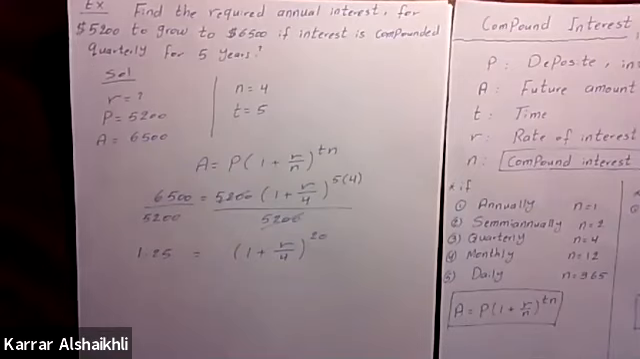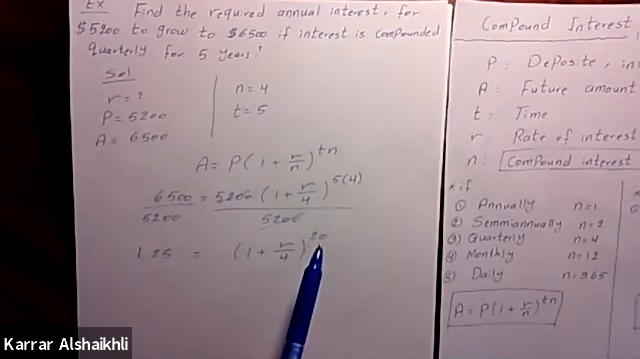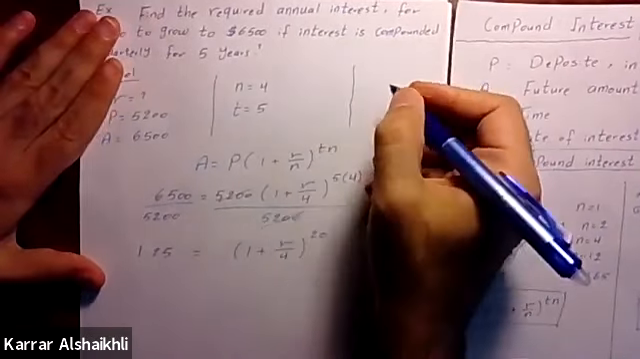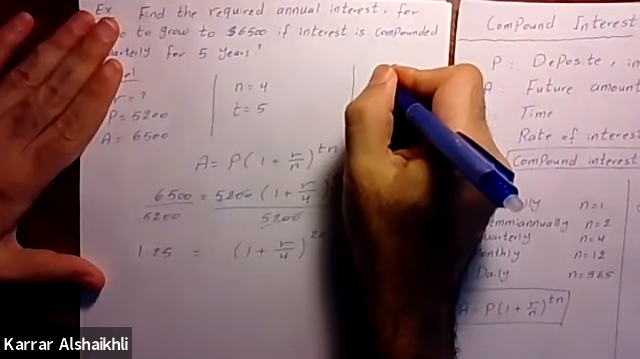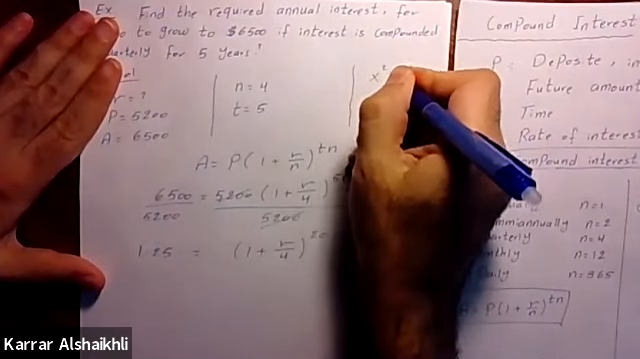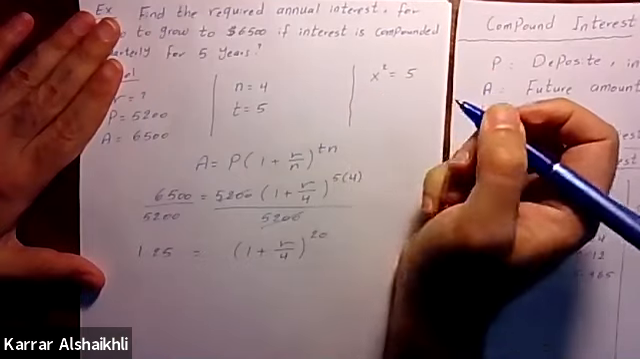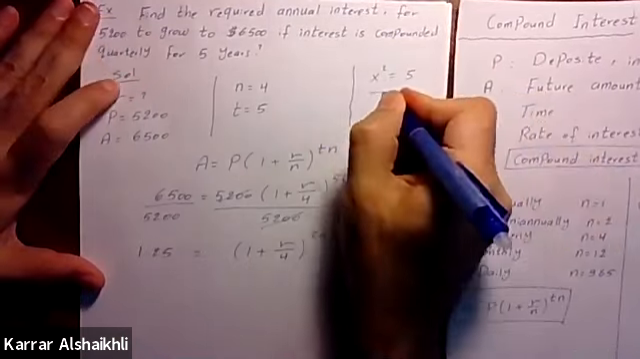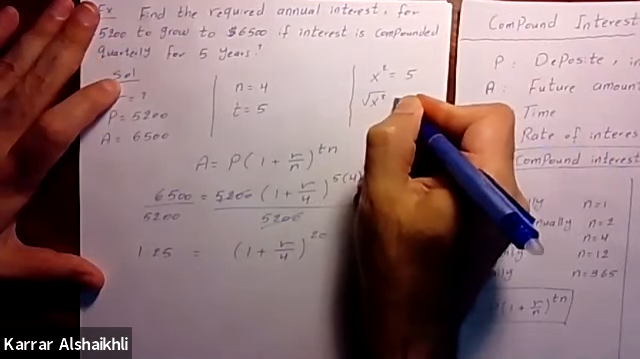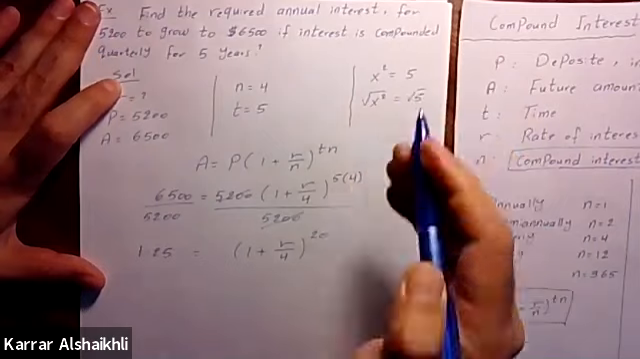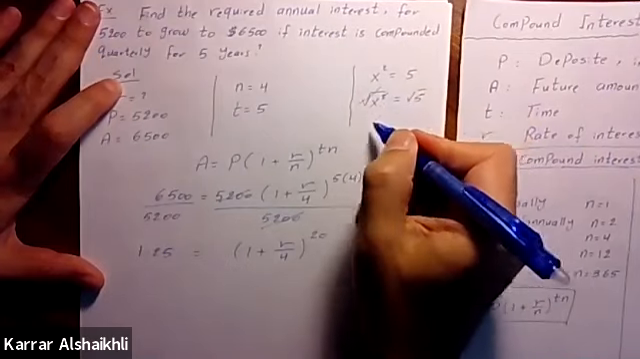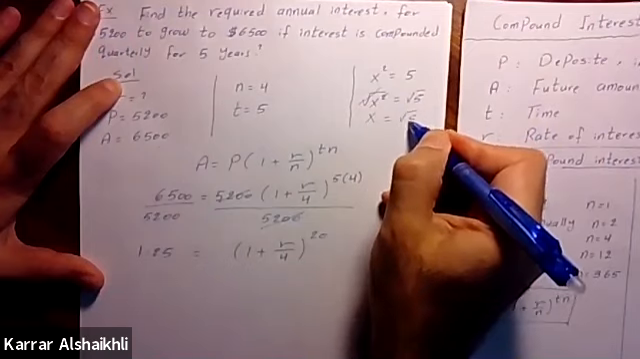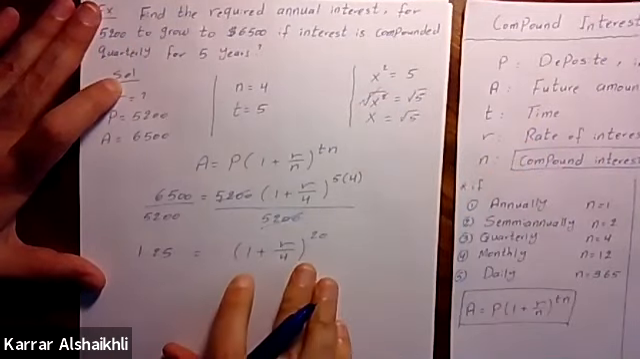Now let's check the next step. This one is to the power 20, so I need to cancel the exponent. How am I going to cancel the exponent? Here's a hint. If you have x squared equals 5, to cancel the square, we take the square root of both sides. The root cancels with the 2, so x equals the square root of 5. I'm going to do the same thing here.